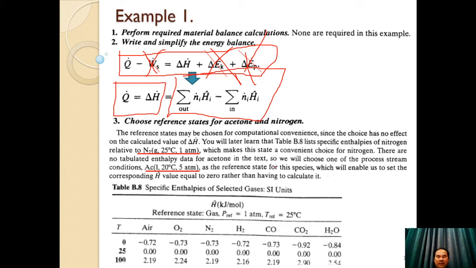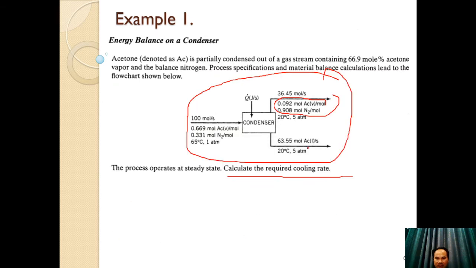For acetone, we have the information of acetone in the table. For this case, you can choose the acetone in liquid or gas phase at the reference state. For most systems we choose the liquid or solid at the reference state. For this case, we choose acetone at the output state in the liquid phase at 20 degrees Celsius, 5 atm as the reference state for acetone.